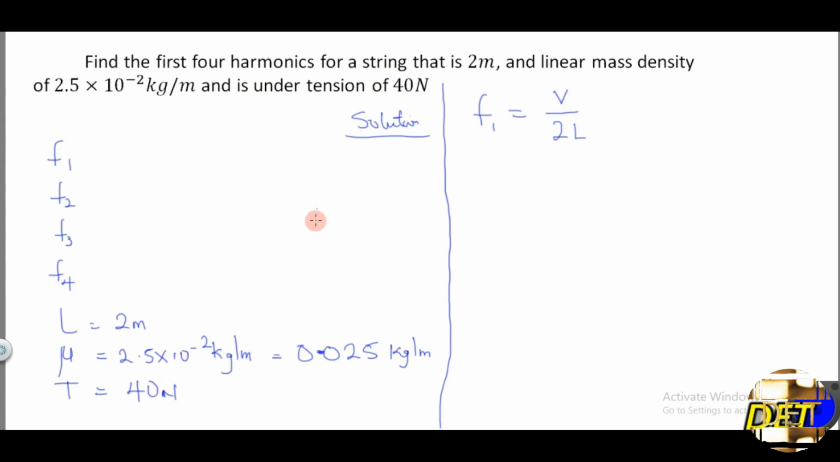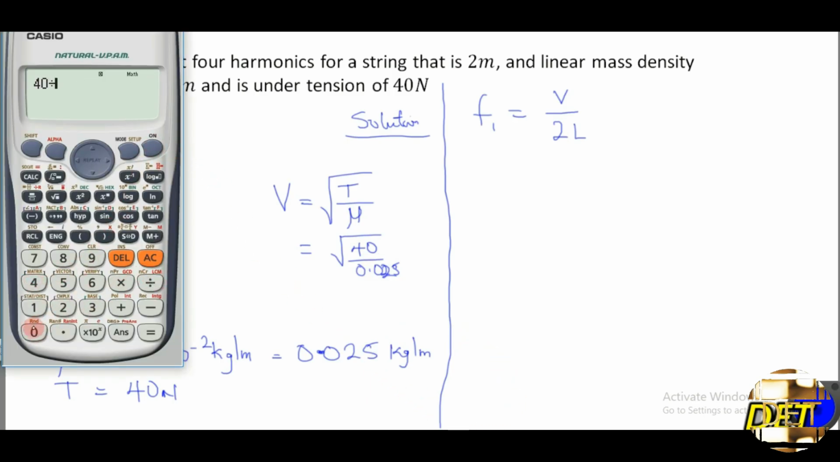So the velocity of a wave on a string, V, is equal to what? The square root of T over U, over the linear mass density, right? So we are given that the tension on the string is 40. So this will be equal to the square root of 40 over 0.025, which is the linear mass density, right? So 40 divided by 0.025, what would that give us?